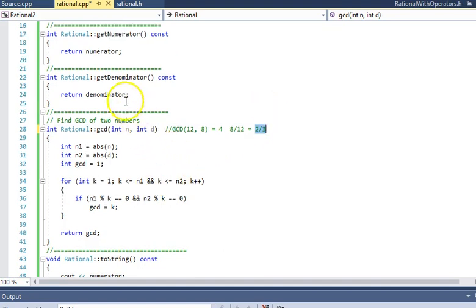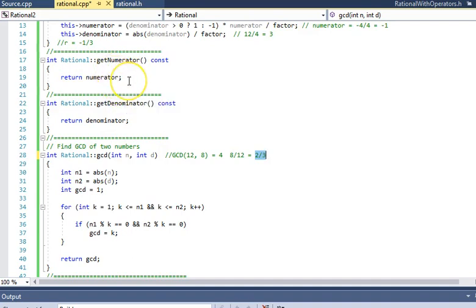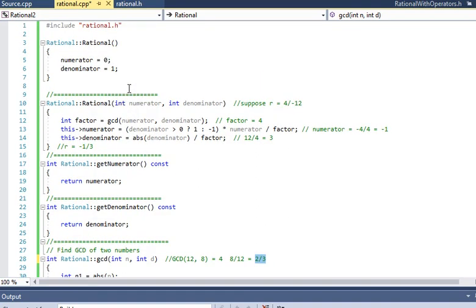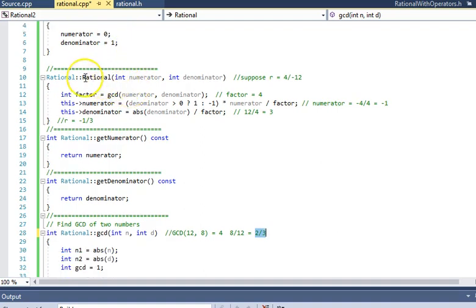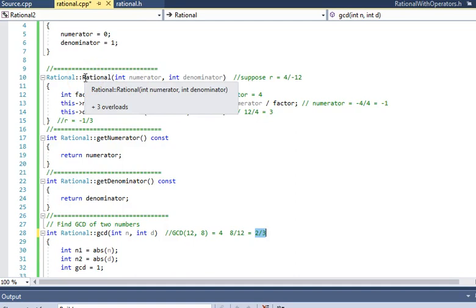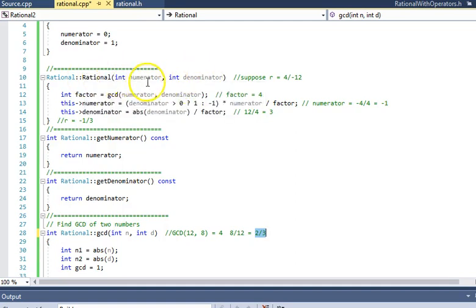So that's GCD. getNumerator and getDenominator, they are obvious what they do. They return the values of the numerator and the denominator. And then we have two constructors, a default constructor that sets the numerator to 0, denominator to 1. So basically this is equivalent to 0 fraction. 0 over 1 is 0. And then we have this other constructor that receives two parameters, one for numerator and one for denominator.